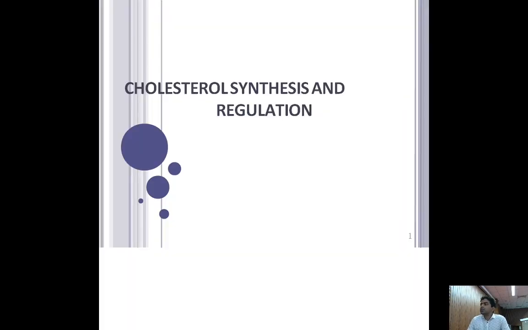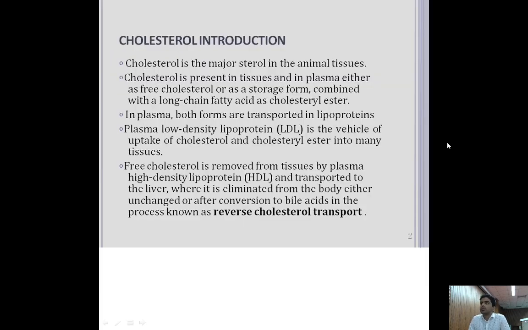So today we are going to discuss cholesterol synthesis and regulation. We'll start with cholesterol. What is cholesterol? What is the structure of cholesterol, which we already saw in lipid chemistry? Then we'll see how cholesterol is synthesized. What are the sources of cholesterol? Then regulation of cholesterol synthesis, and what happens if the cholesterol level increases or decreases in the body, and then some drugs used against it.